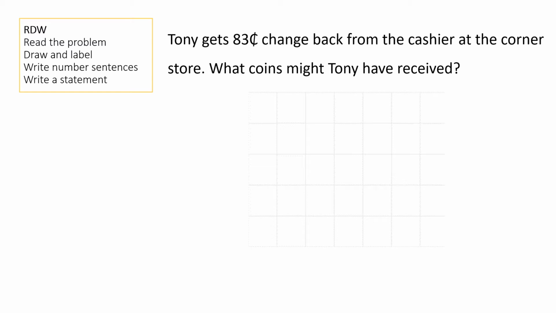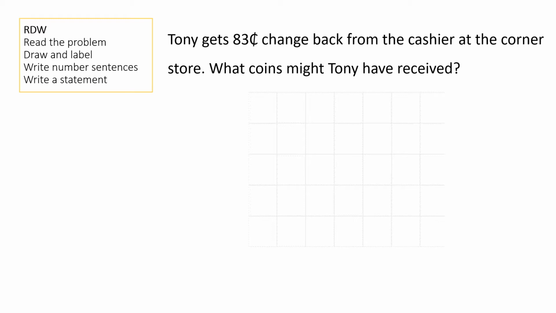On your paper now, we're going to draw and label a picture. That means we're going to draw and label a combination of coins that will add up to 83 cents. Do that now on your paper. Pause the video as you work. Check your work by writing number sentences to show that your coins add up to 83 cents.